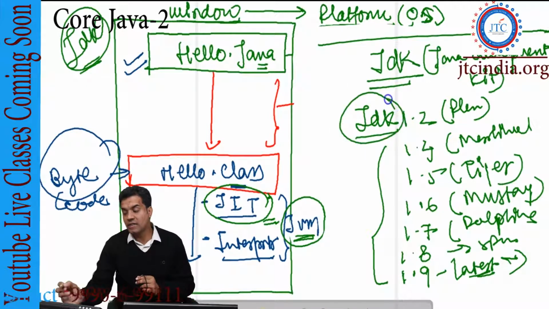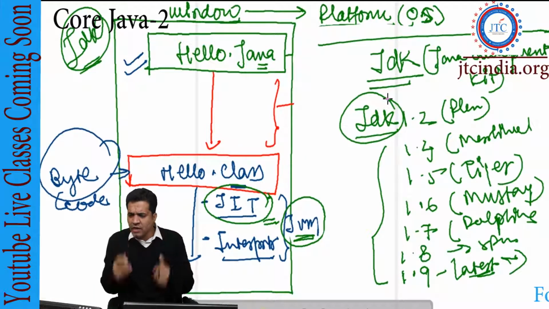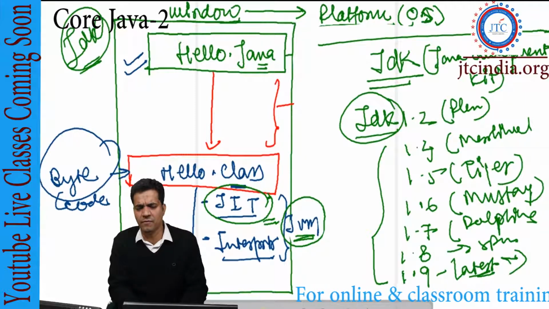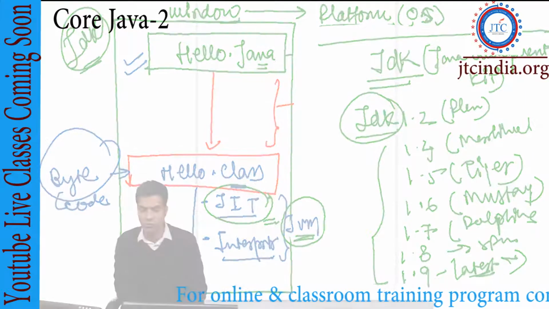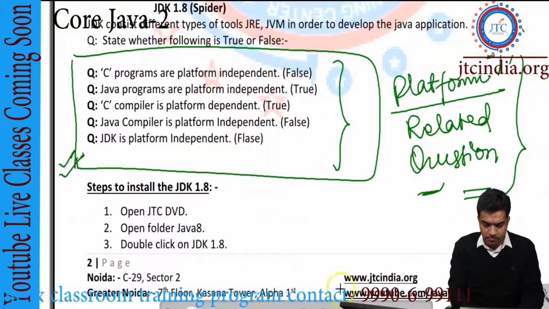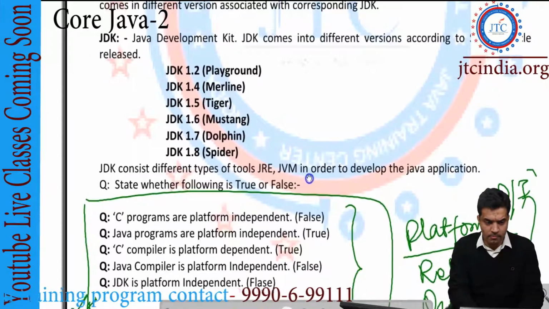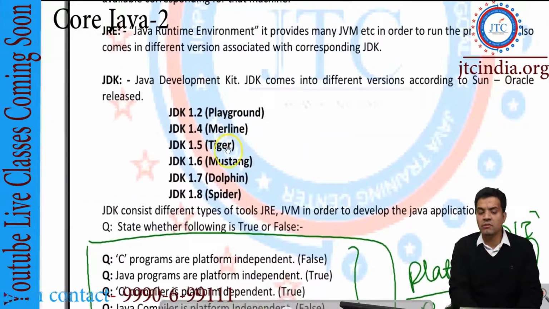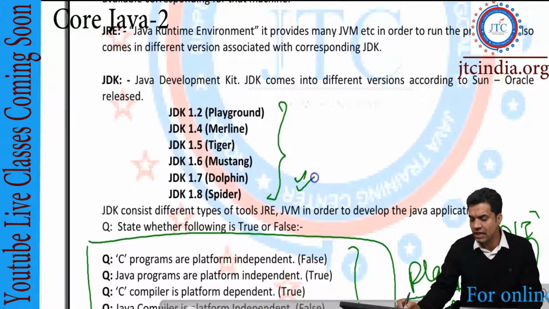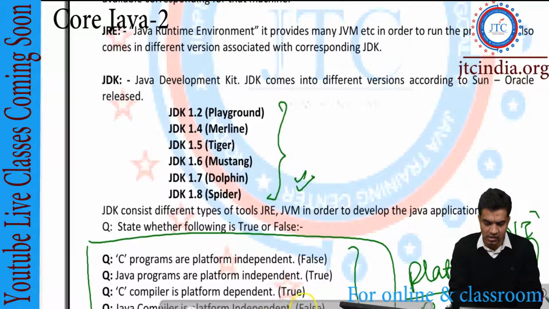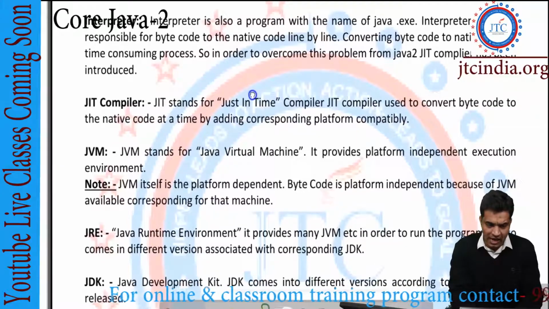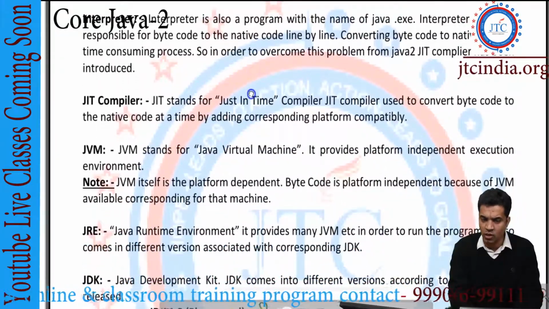So yes, in JDK, what is the JDK? Everything whatever we have seen comes with the JDK itself. See here, you can have a look at this corresponding document, as I'm showing you again and again, which is already available. Playground, Merlin, Tiger, Mustang, Dolphin, all these names are available here. And here I've given the complete description about all that.